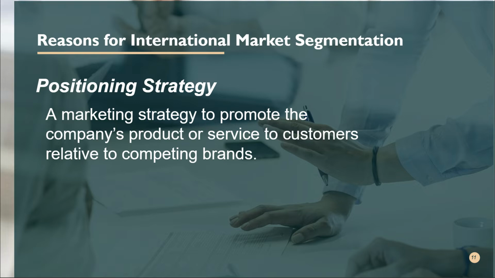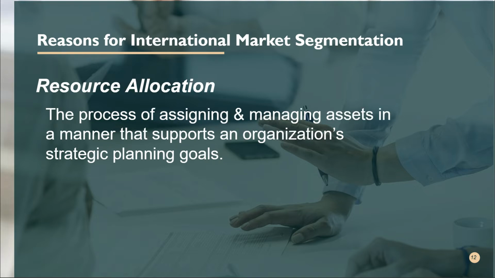Fourth, positioning strategy. It is a marketing strategy to promote the company's product or service to customers relative to competing brands. The goal is to establish a single defining characteristic for the company's brand in the consumer's mind. Fifth, resource allocation. It is the process of assigning and managing assets in a manner that supports an organization's strategic planning goals. It involves balancing competing needs and priorities, and determining the best course of action to maximize the use of limited resources and to get the best return on investment.